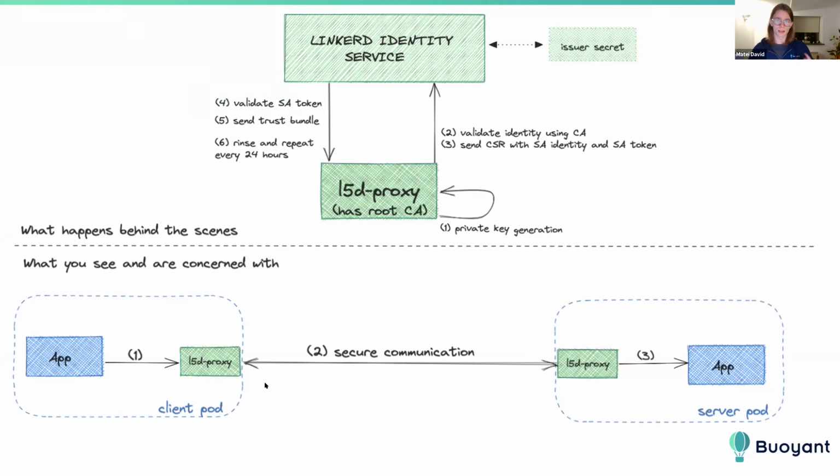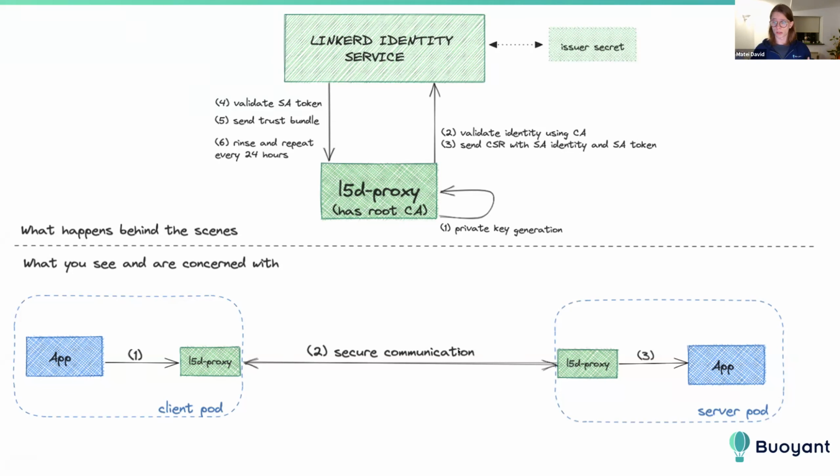Linkerd has a control plane, and this control plane is used to bootstrap identity and also to do service discovery and other things. But basically, each application gets a proxy that sits in front of it as a sidecar in the same pod. It's just a different container, and this forms your data plane. Now, your data plane is actually the one that secures communication, and mTLS is everything.